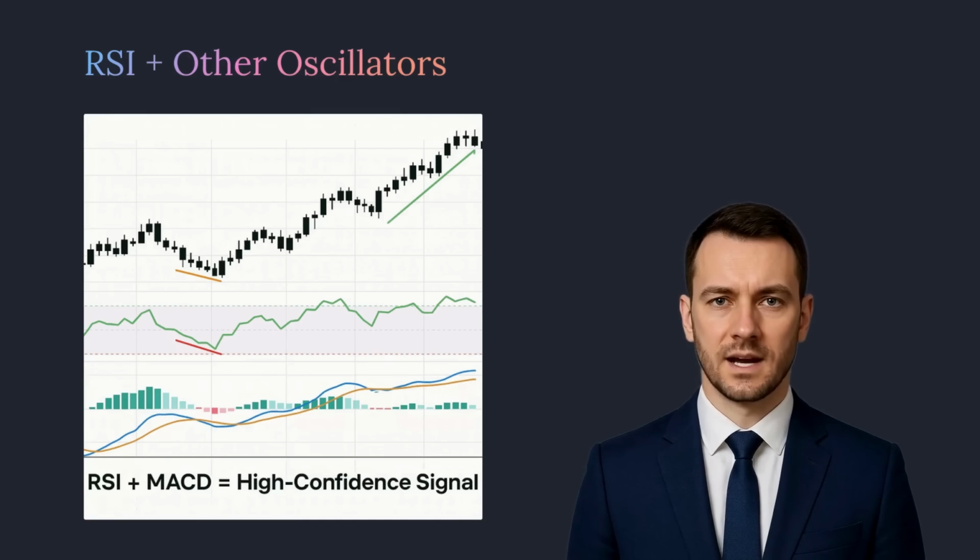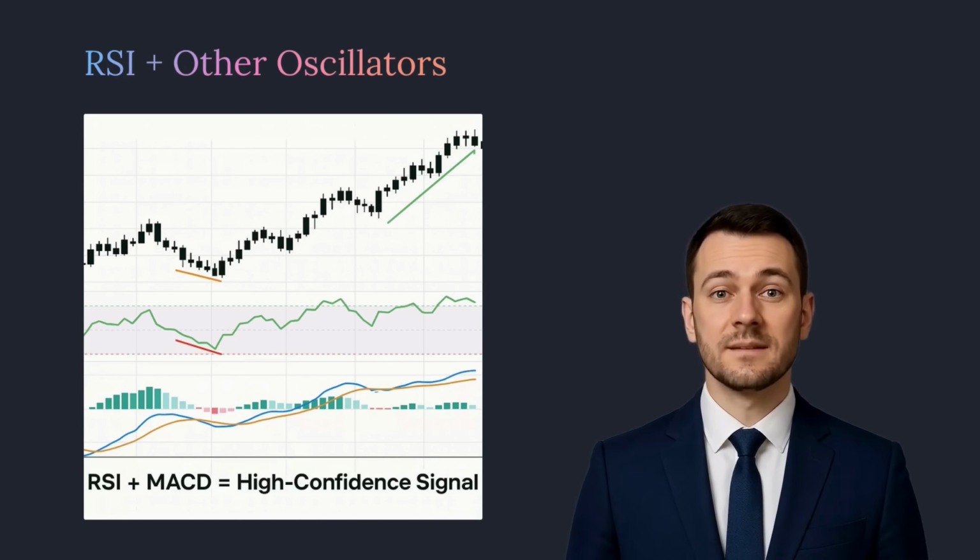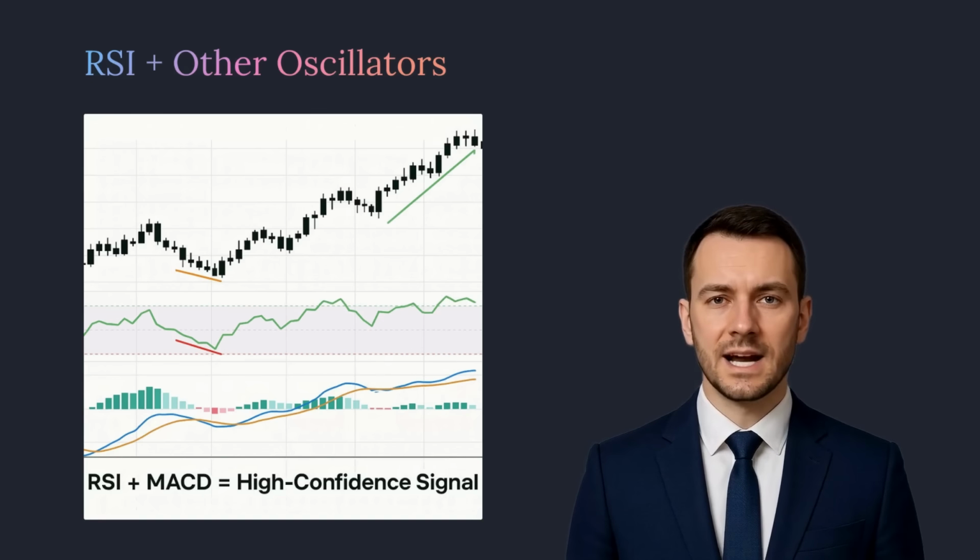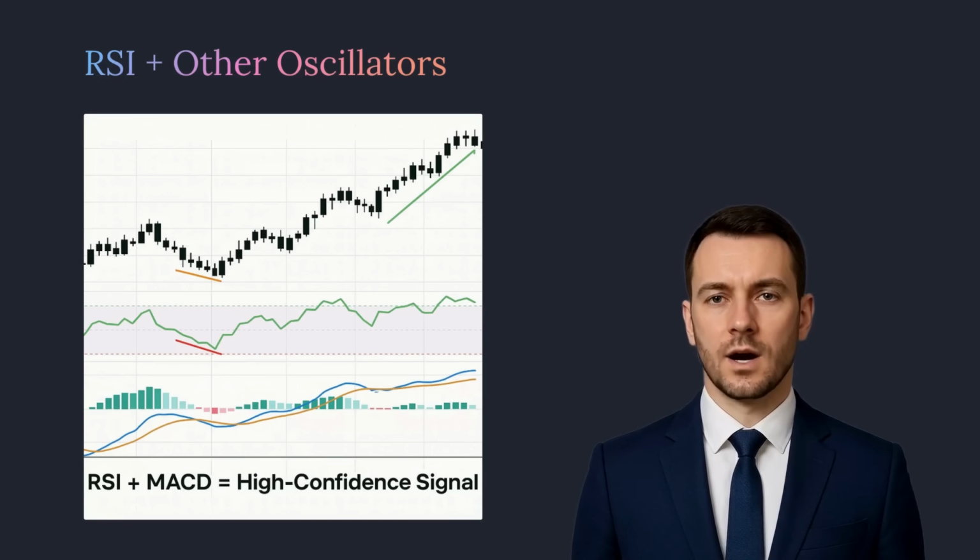RSI plus other oscillators. Some traders use dual oscillators for confirmation. For instance, pairing RSI with stochastics or MACD histogram. If both show divergence or both generate an overbought, oversold signal together, the probability of a reversal may be higher. Be cautious though, since many oscillators are correlated, using too many can be redundant. Still, something like MACD can sometimes confirm momentum shifts that RSI spots, or vice versa.